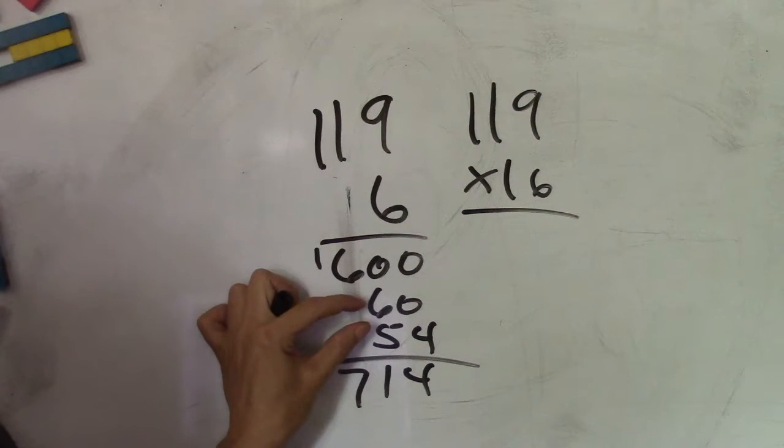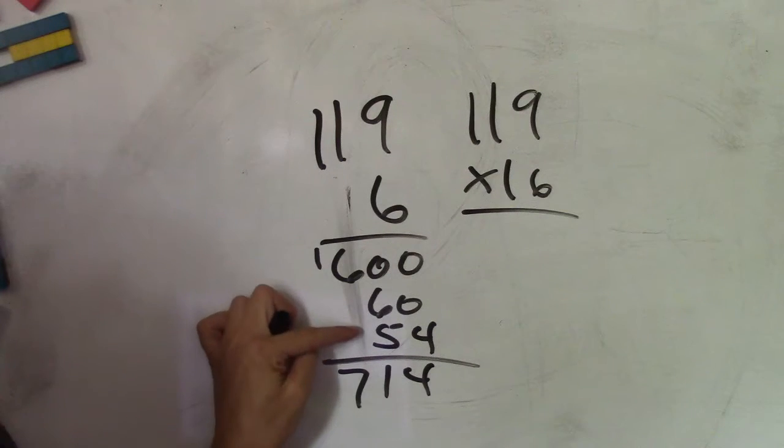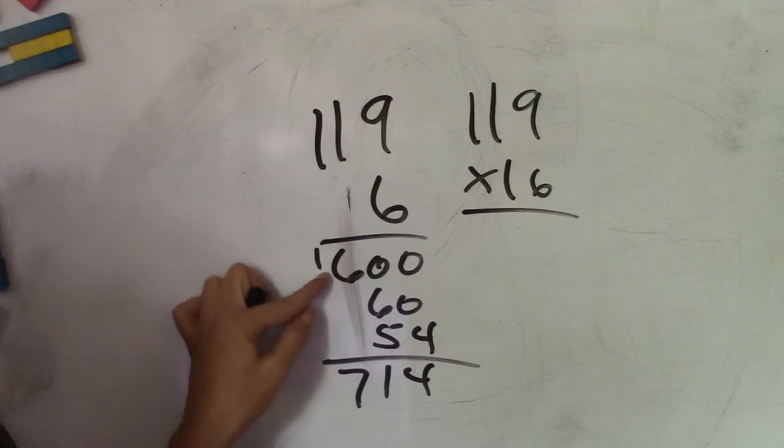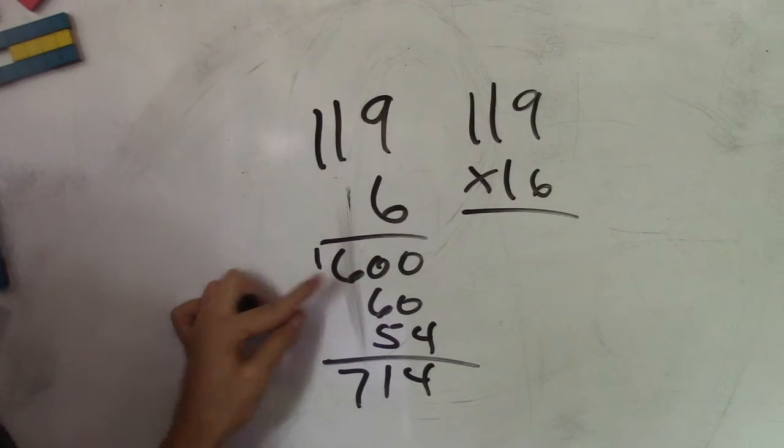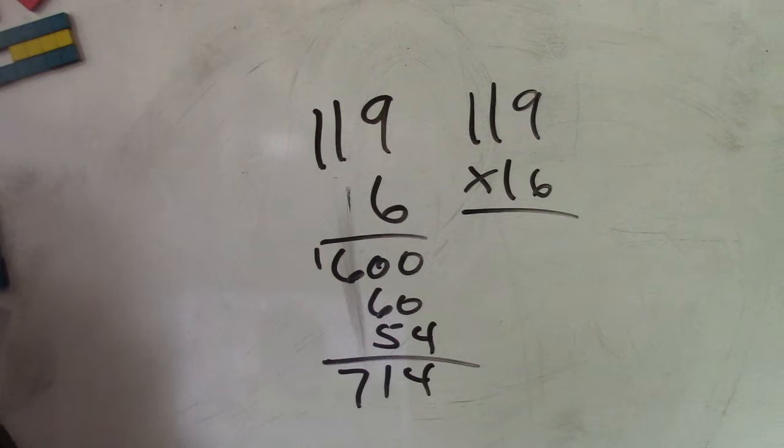6 times 10 equals 60. 6 times 9 equals 54. And 6 times 100 is 600. One more time, child. Count the big ones first. Okay, so 6 times 100 is 700. Wait a minute. 6 times 100 is 600.